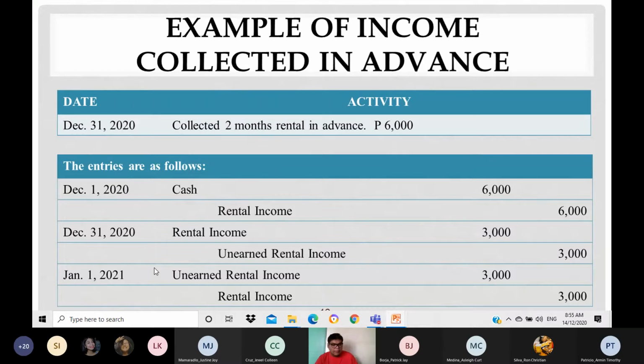So with the reversing entry, every time the rental is collected, tuwing nakakakubra ka o nakakakolekta ka ng renta, whether in advance or not, the rental income is always credited, hence there is consistency. So let's see here, December 1, credit. So dapat talaga pag reversing entries ka for January 1, para credit ulit, 3,000 na renta.